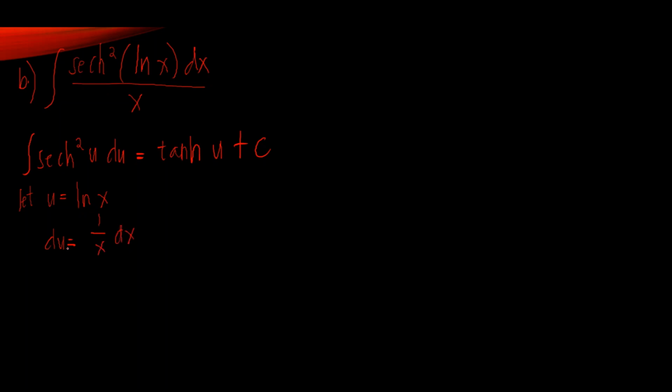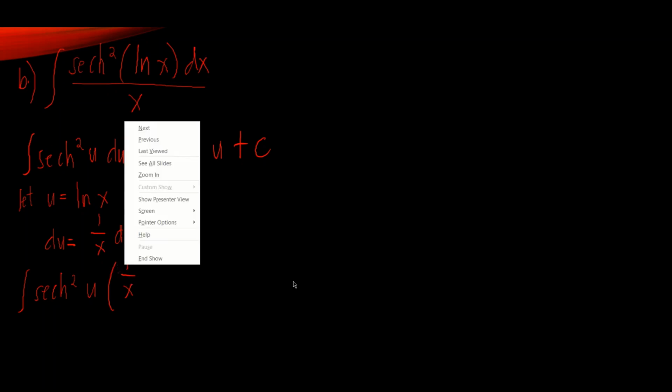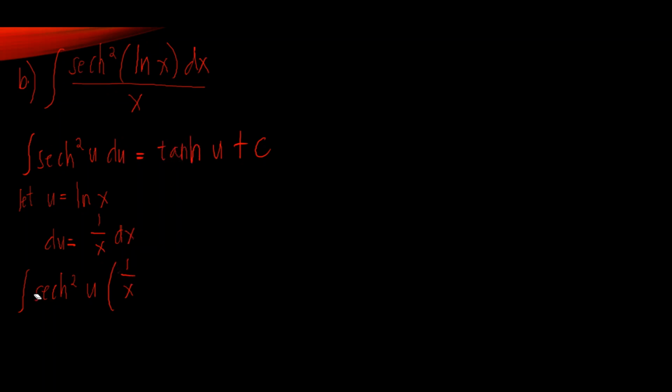Okay? So, itong mga to, pwede na natin siyang i-substitute dito. Yung 1 over x dx natin is this one. Yung dx over x. Okay? So, our new function will be secant hyperbolic squared u, since ln of x is equal to u. Tapos, 1 over x dx is equal to du. Okay, ito siya. 1 over x dx, this one, is equal to du.